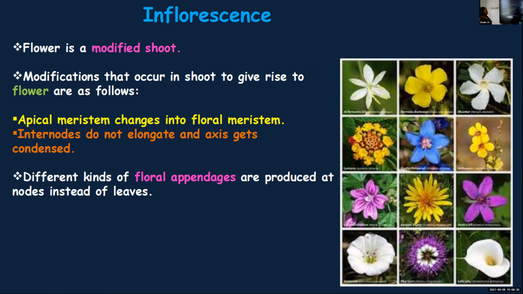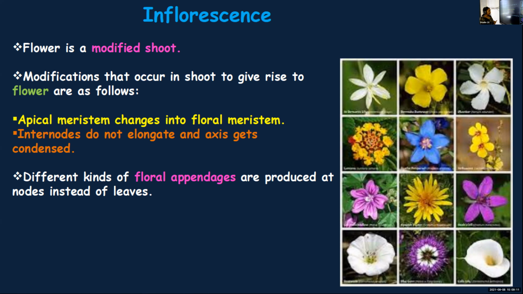Different kinds of floral appendages are produced at the nodes instead of leaves. So actually from the node, as I said, a leaf or a branch will originate. But when it has got modified into a floral stem, instead of leaves, floral appendages, meaning the different parts of a flower, will be developed at the nodes. Under normal conditions, from the nodes, a new leaf or a branch will originate. But once a shoot is undergoing modifications, these are some of the prominent changes taking place.